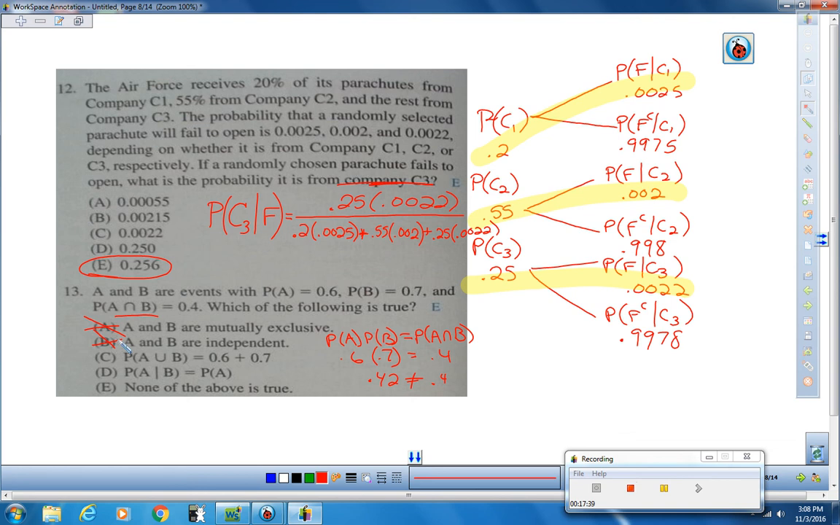Their union is 0.6 plus 0.7. Again, our formula tells us that it's not that. Their union is 0.6 plus 0.7 minus their intersection. So they're missing that part there. So that one's out. Probability of A given B is equal to the probability of A. This would be true if they were independent. So that makes this a false statement as well. So E is my only correct statement.